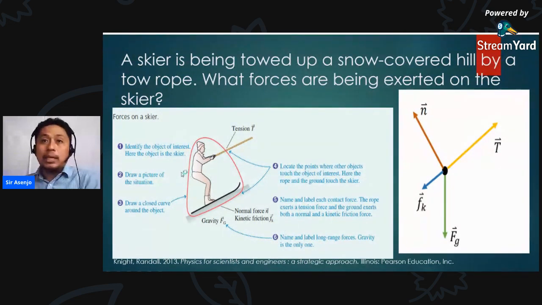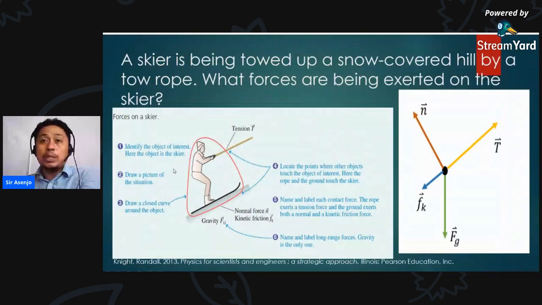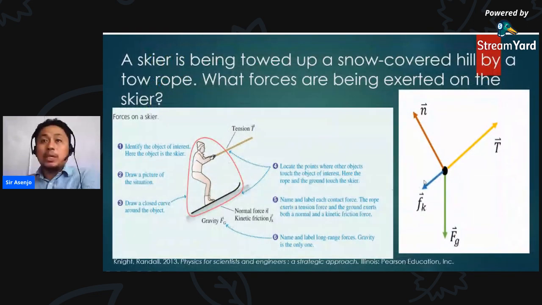Again, identify the object of interest. This is the object of interest. Based on our discussion, we are going to represent the object as a particle. Our object of interest is the skier, so we represent it as a particle. Draw a particle, this one. This particle represents the object of interest. Next, place the tail of the force vector on the particle.